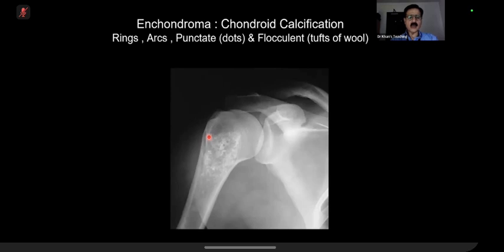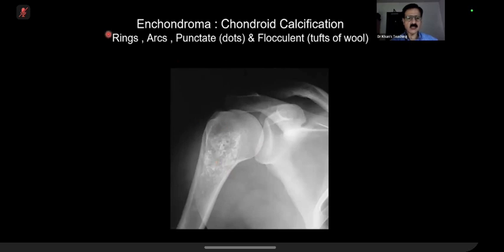On MR, cartilaginous matrix is high signal on T2 weighted sequence, but on X-ray, cartilaginous matrix shows calcification. This calcification is so dense that it projects through the bone. Now, the learning point is the shape, or the pattern, of this calcification. These words should be in your vocabulary.